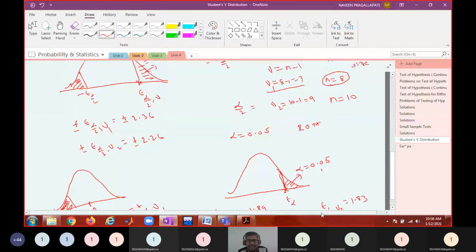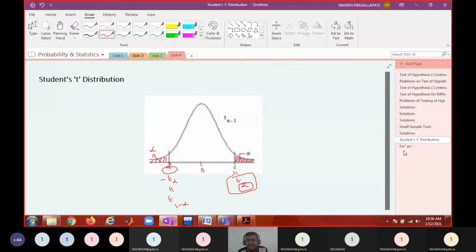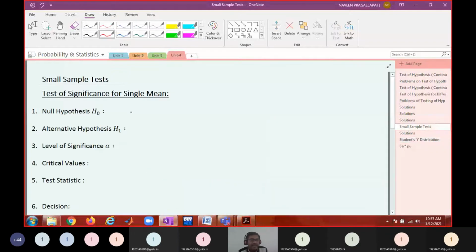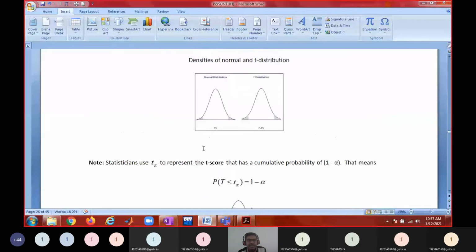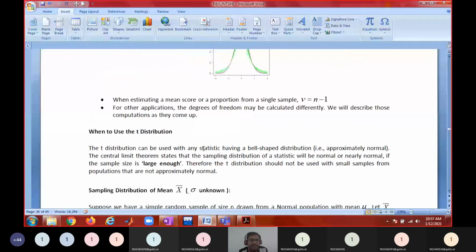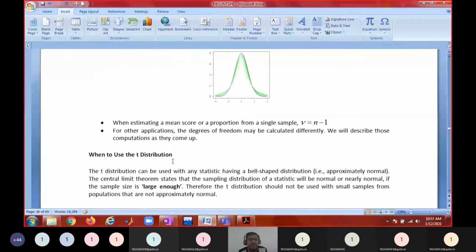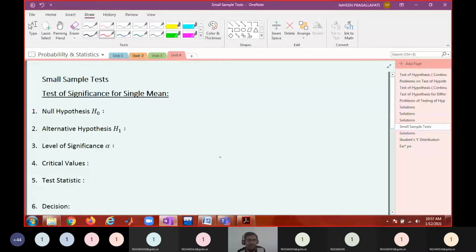Now we shall see the small sample test. All of you put this heading. I shall share the theory, the notes on this t distribution, with you. You can copy that in your notes later. Now we shall directly go into the test. Put this heading, small sample test. And under that, the first one is the test of significance for single mean.